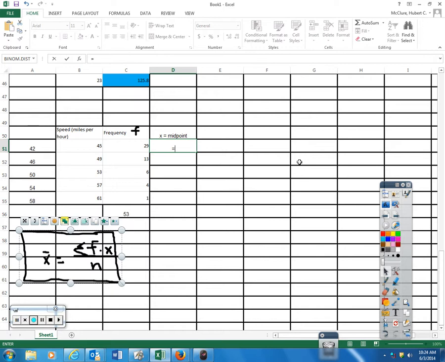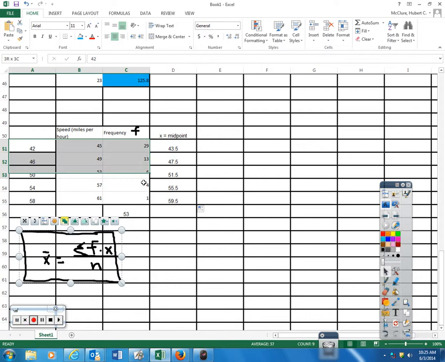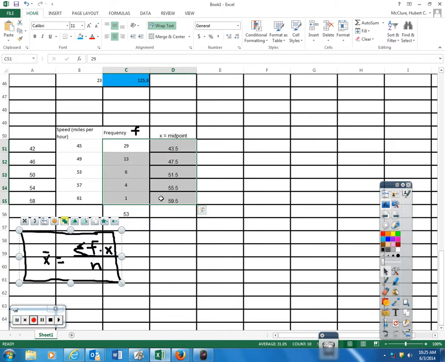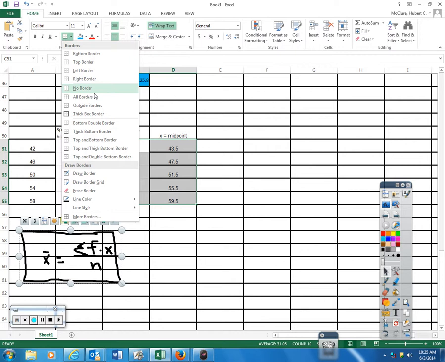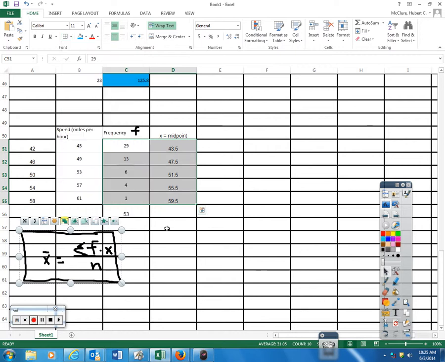Equals, parentheses, lower class limit plus the upper class limit, divided by 2. And then you copy that down. And now you're ready to calculate. I'm going to highlight these two right here because they're very important. That's what you need to do your handy dandy calculation.